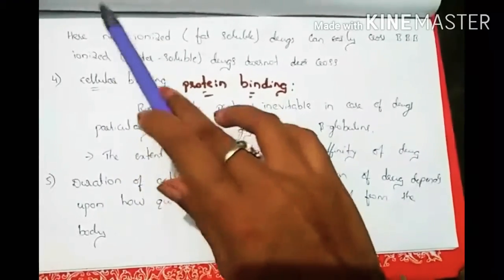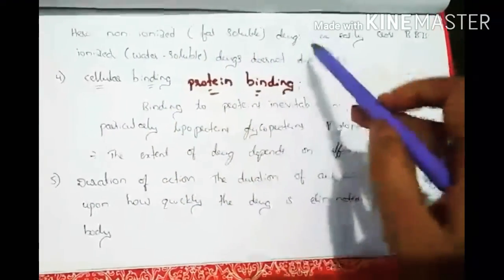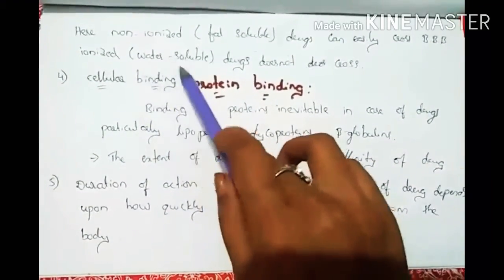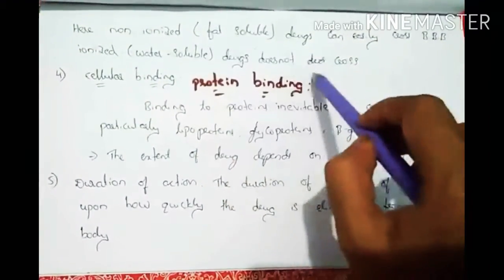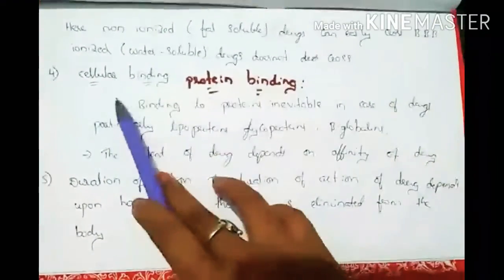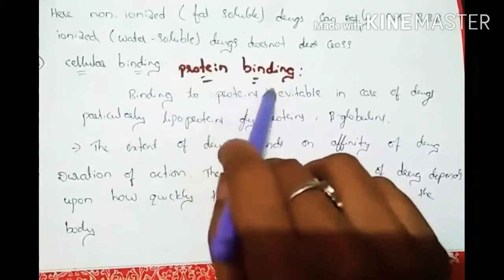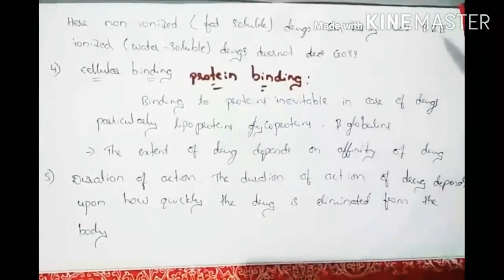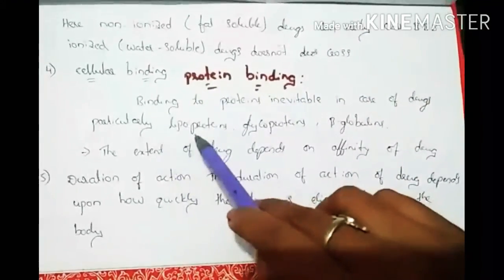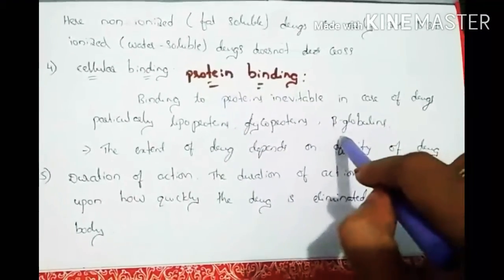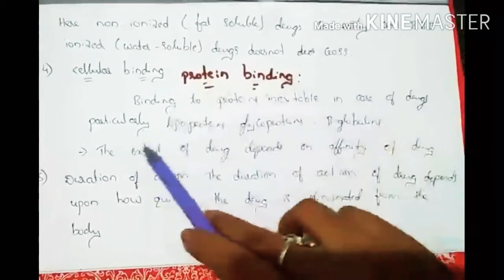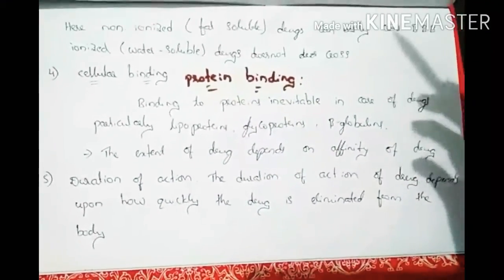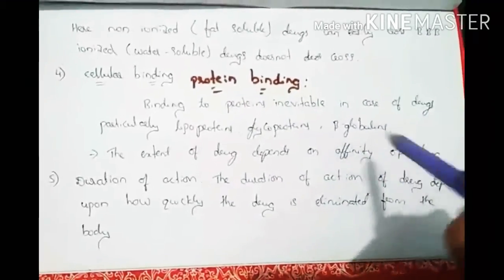Here non-ionized means unionized, a fat soluble drug that can easily cross the blood-brain barrier, and an ionized drug is nothing but a water loving, water soluble drug that does not cross the blood-brain barrier. Next, cellular binding. Protein binding occurs in the case of drugs, particularly to lipoproteins, glycoproteins and beta globulins. These are the protein binding areas. The extent of binding depends upon the affinity of the drug, meaning the attraction of the drug.